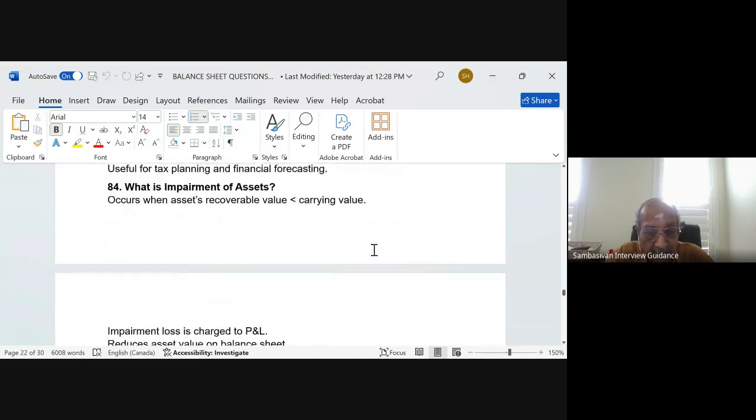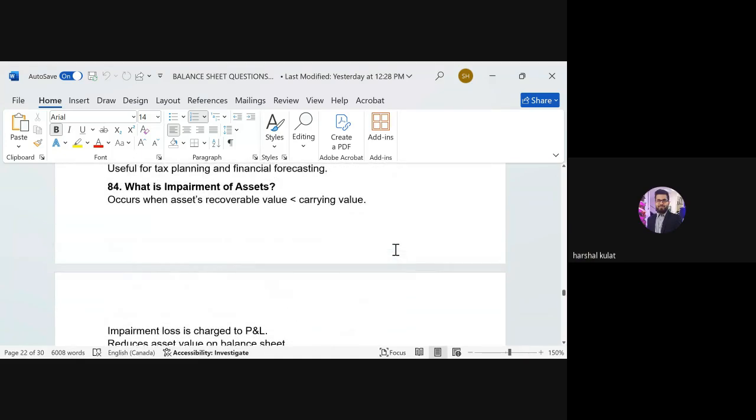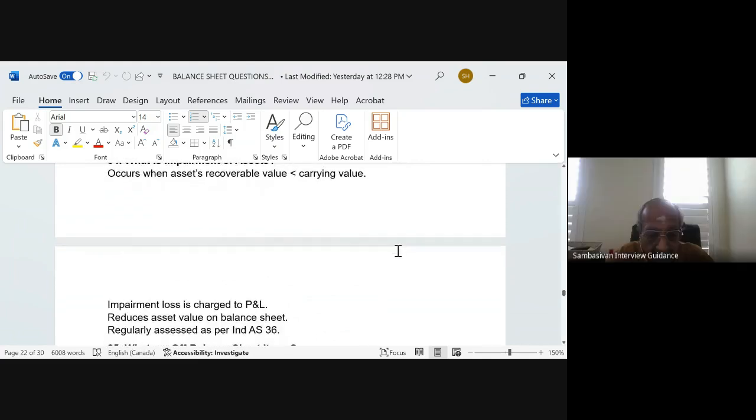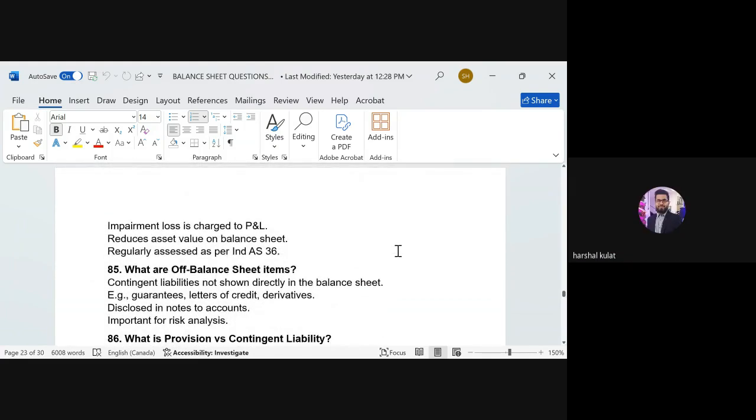Continue. 84. What is impairment of assets? Occurs when asset recoverable value is less than carrying value. Impairment loss is charged to P&L, reduces asset value on balance sheet, regularly assessed as per Ind AS 36.